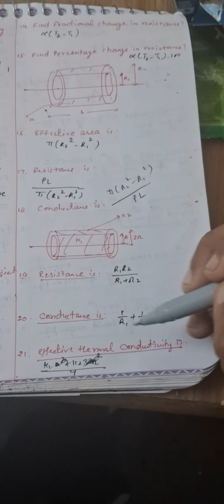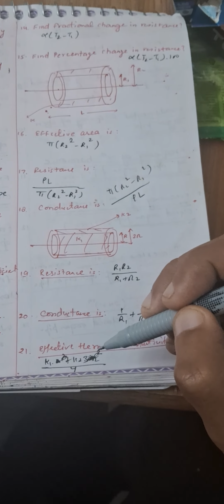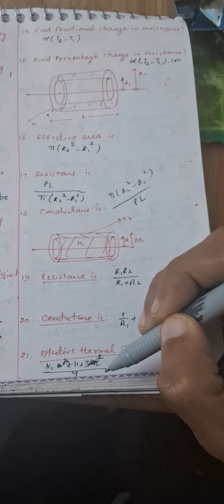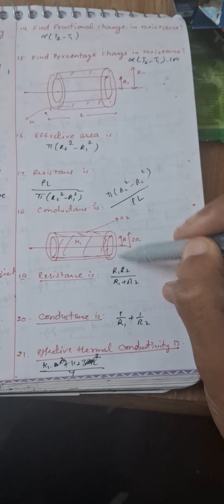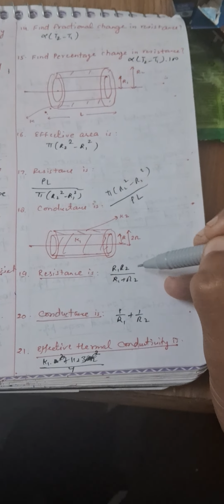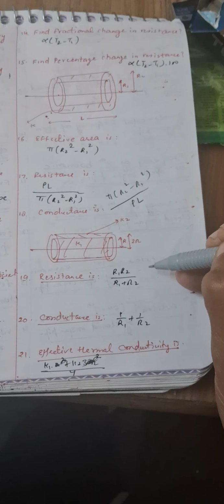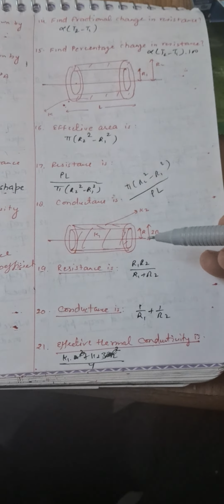Next is effective thermal conductivity. So it is K1 plus K2 into 3 by 4. It is solved by using the fact that the equivalent resistance of this, which is R1 R2 by R1 plus R2, is equal to the resistance of the equivalent rod. So on comparing both sides we get this result.